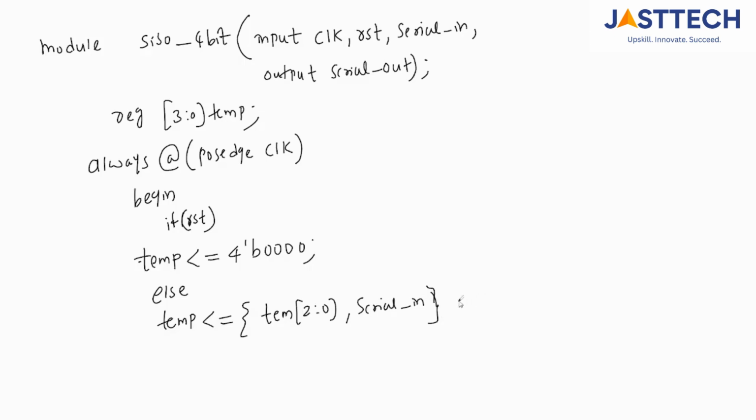Serial underscore in, this is nothing but left shift. You are doing which operation? Left shift. Okay, left shift, and end. At last, this is a wire data type. So at last, after end, I need to use the continuous assignment statement: assign serial underscore out, that is blocking with temp.